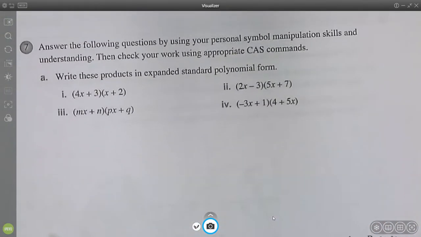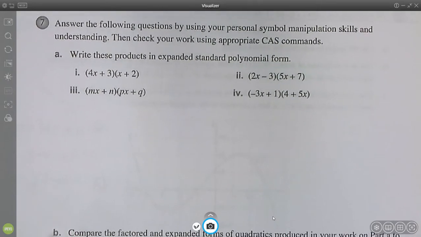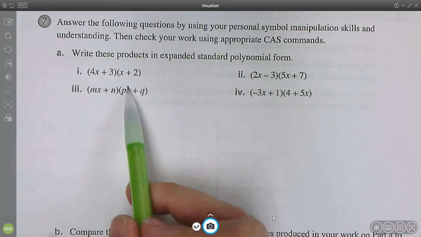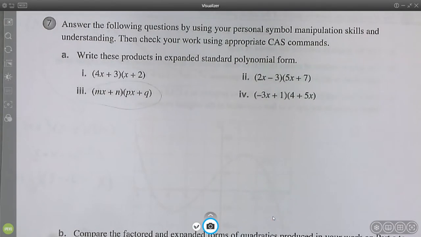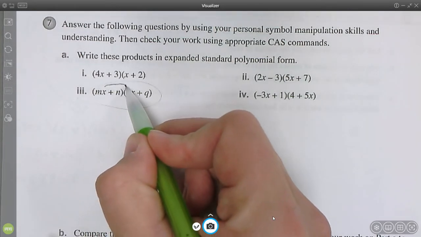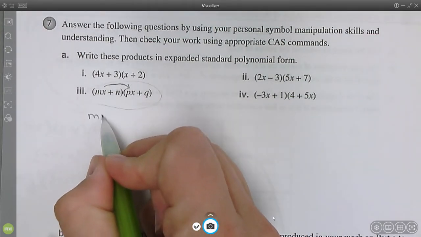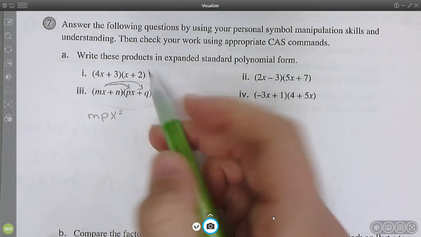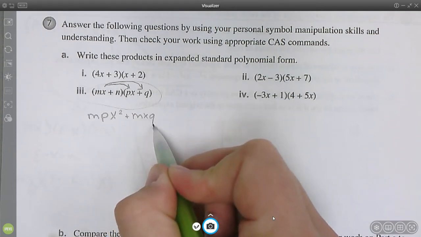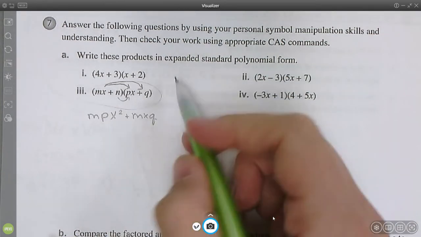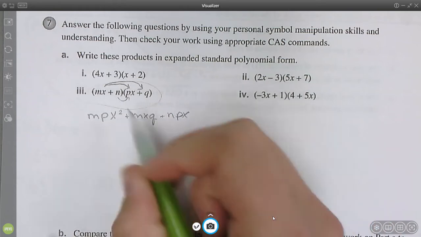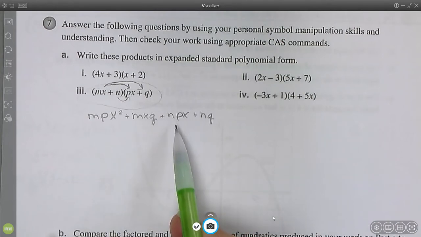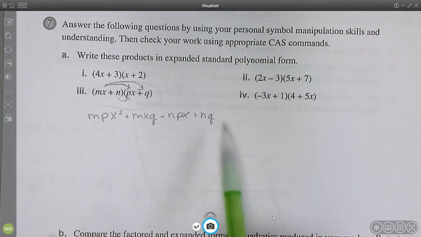Okay, then moving on to 7. So this, you are literally just multiplying. That is it. So this one I'll start for you because this one always seems to trick people. mx times px is mpx squared. mx times q is mqx. n times px is npx. And then n times q is nq. And then this you can't simplify any further. That's it. The other ones you should be fine on.